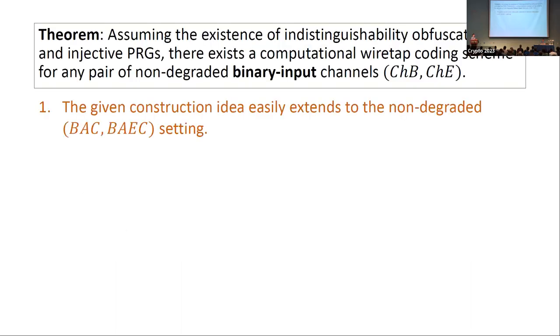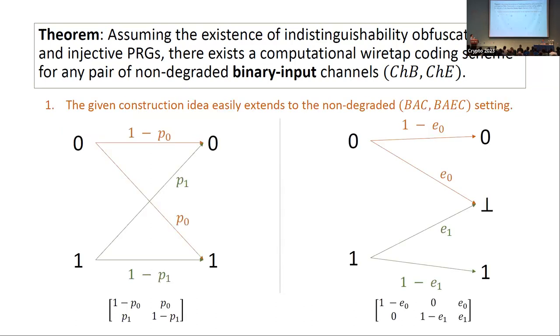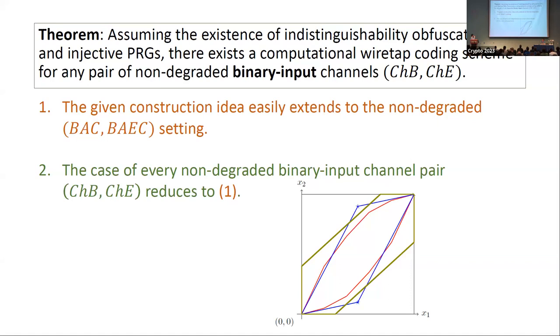And then this construction easily extends to the BAC-BAEC setting. And this is what a BAC-BAEC is. It's where the flip probabilities for 0 and 1 may differ, and the erasure probabilities for 0 and 1 may differ. So E0 may not be equal to E1, and P1 may not be equal to P0. And it easily extends by just changing the Hamming ball radius and changing the initial input distribution for how you pick the random string R.